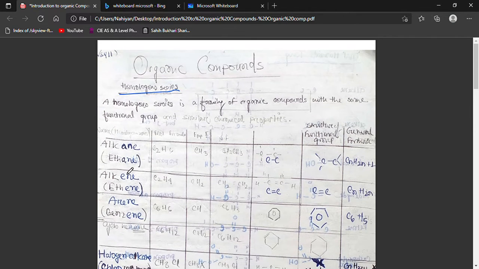It's basically a family, a higher ranked group. Well, it contains hydrocarbons. It's a group of hydrocarbons with similar chemical properties. So how do they get the similar chemical properties? There's something in common, which is a functional group.